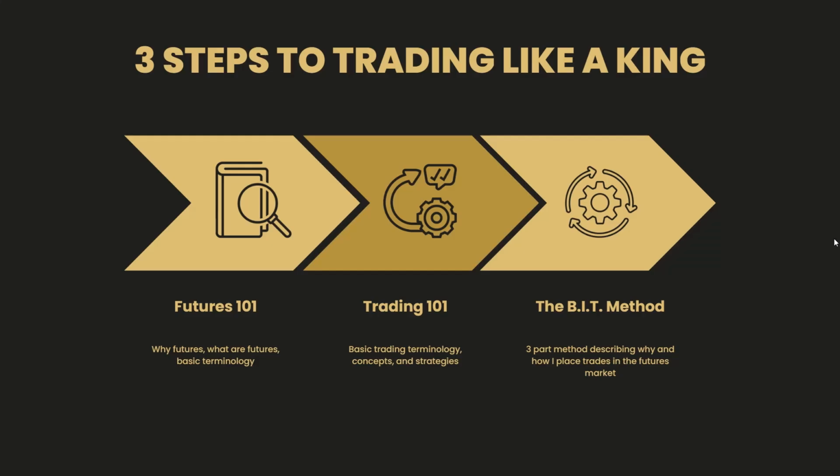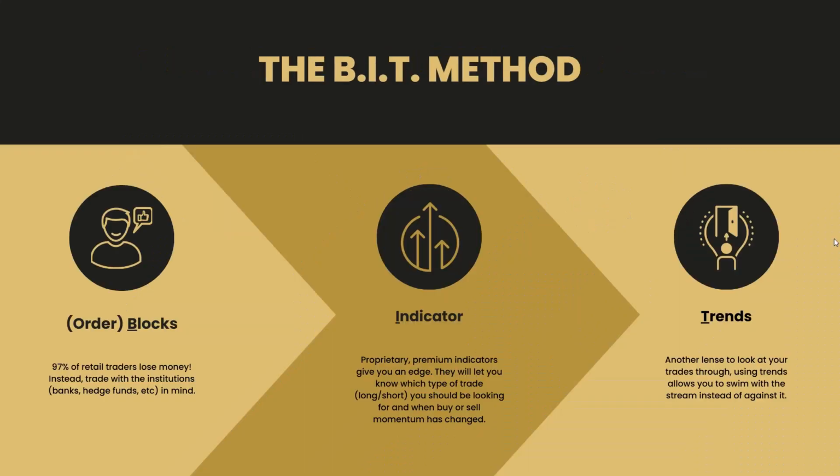And all of this leads into something called the B.I.T method. This is a 3-part method describing why and how I place trades in the futures market, when I enter, what my stop loss is, what my risk management is, when I'm looking to get out of a trade. All of that is included in the B.I.T method. I will be going over that in a little more detail after this slide with a specific example, but this is the quick overview.